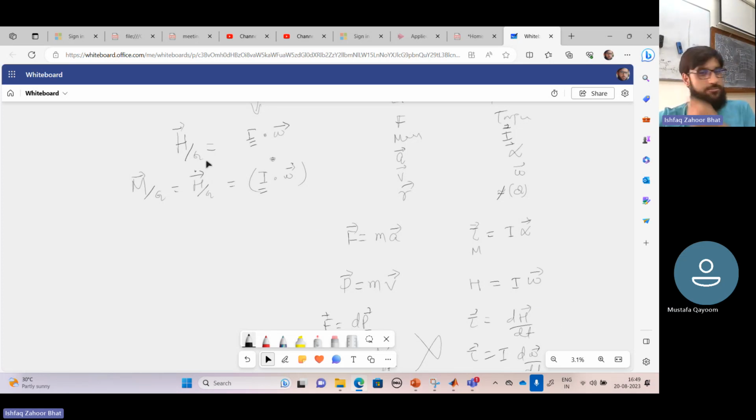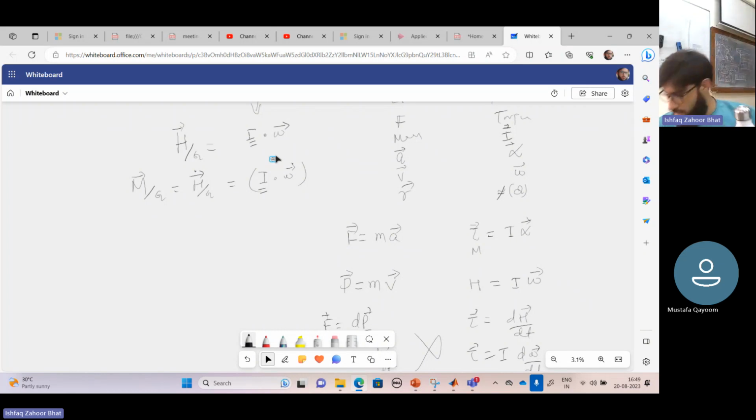The thing is that I is a tensor, and you take the dot product of I with omega. I being a tensor is just like a rotation. Rotation is also a tensor; you will have 3 by 3 components for that rotation. Similarly, this I will have some 3 by 3 components, and you are taking the dot product with omega. So this angular momentum H will not be in the same direction as omega.